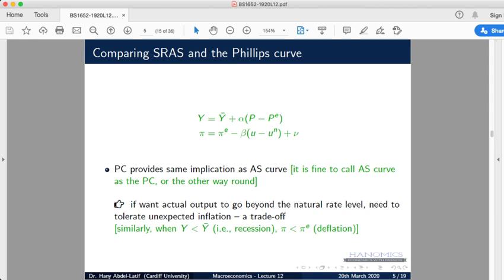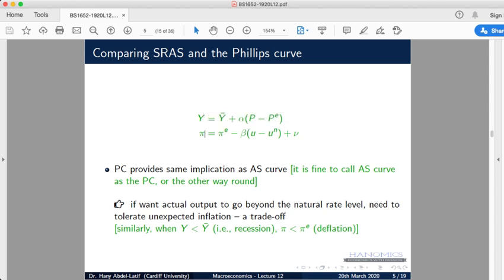And again, that means the actual inflation rate is below the expected inflation rate, and that means we have deflation. Okay, it should be the other way around if we have an inflationary gap, where the actual output is greater than the full employment output level. That means we would have an inflationary gap rather than a recessionary gap, and the actual inflation rate will be higher than the expected inflation rate, and according to this relationship, inflation will rise as a result of that.